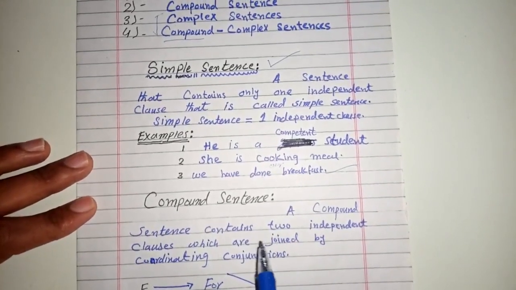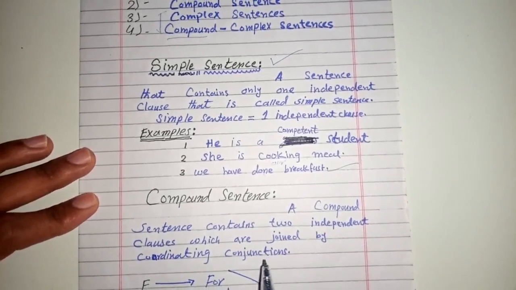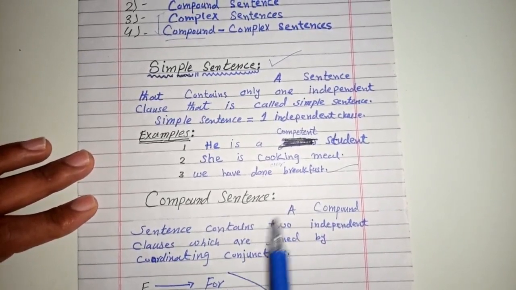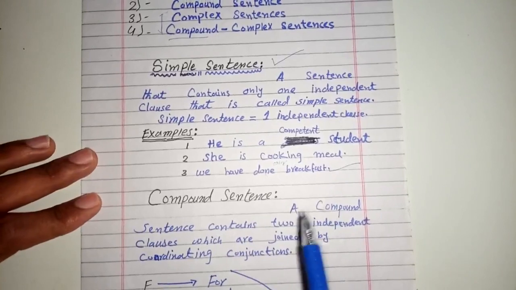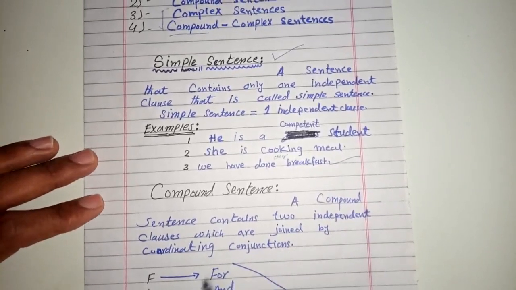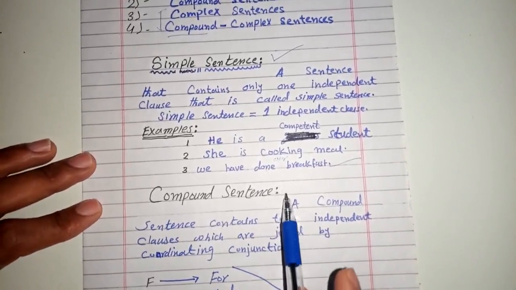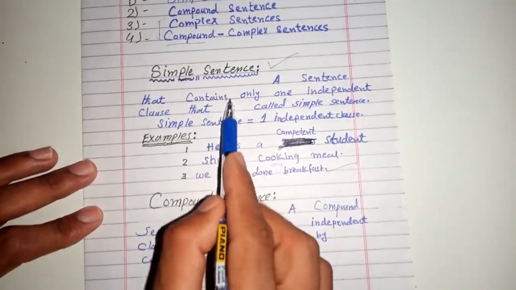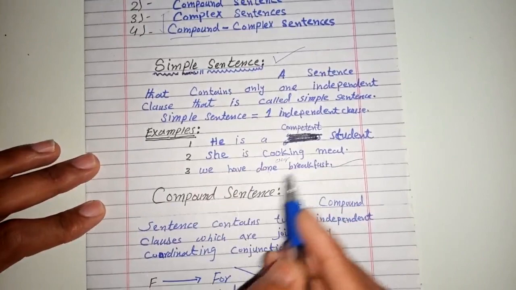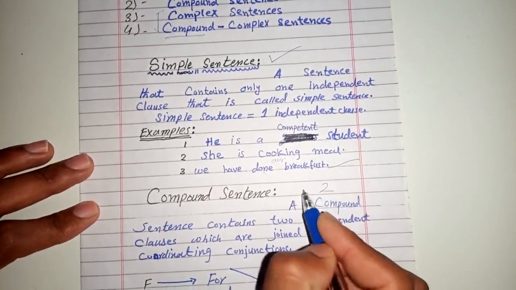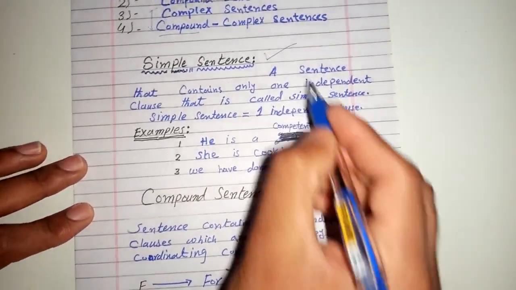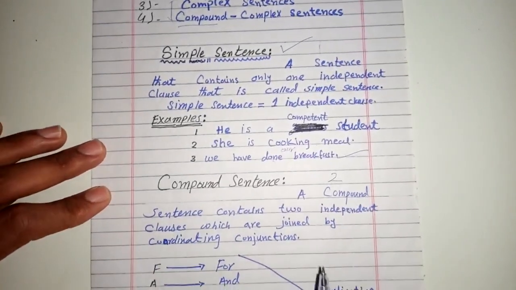That is totally related to this topic, because if you have knowledge about that topic, then you can understand this lecture easily. So it means it contains two independent clauses. A simple sentence contains only one independent clause, and a compound sentence contains two independent clauses.